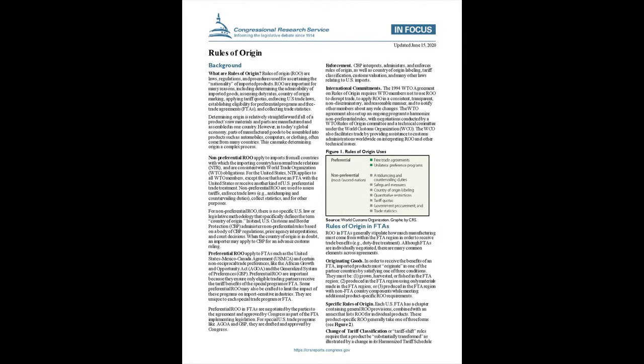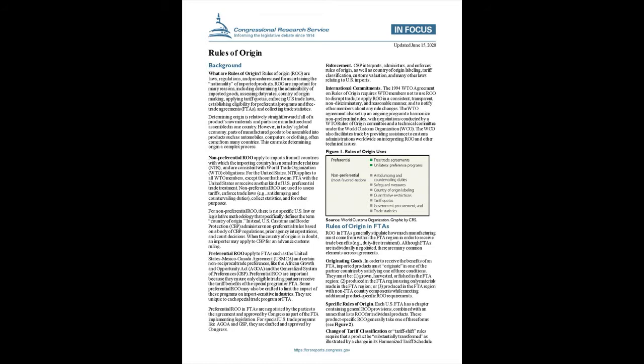Rules of origin. Background. What are rules of origin? Rules of origin are laws, regulations, and procedures used for ascertaining the nationality of imported products. ROU are important for many reasons, including determining the admissibility of imported goods, assessing duty rates, country of origin marking, applying tariff quotas, enforcing U.S. trade laws, establishing eligibility for preferential programs and free trade agreements (FTAs), and collecting trade statistics.